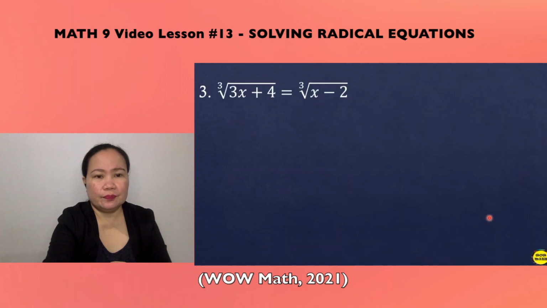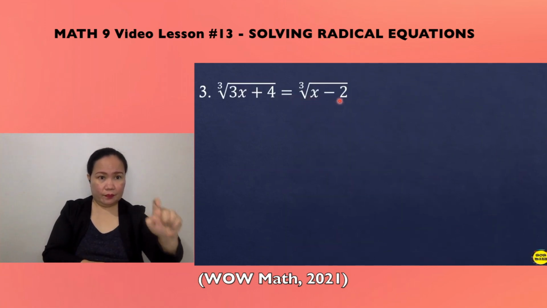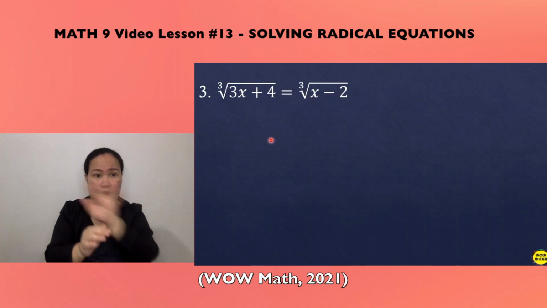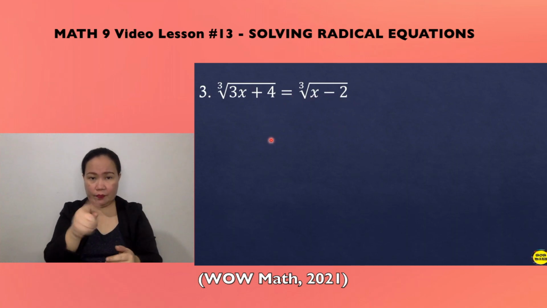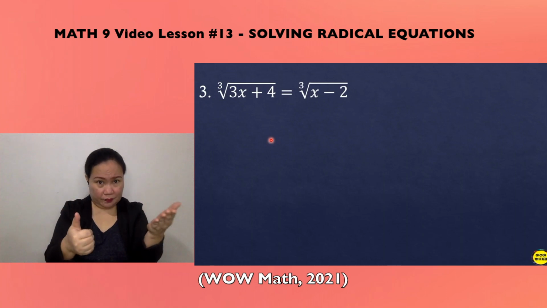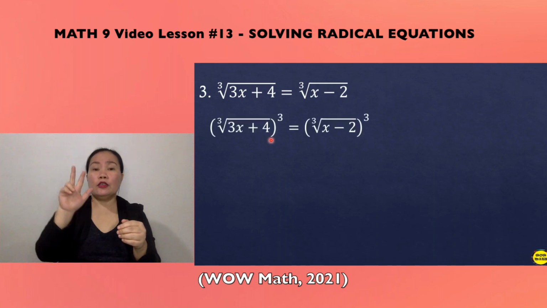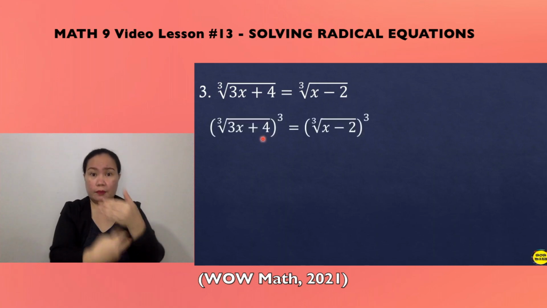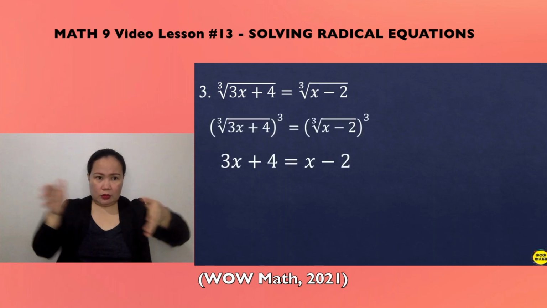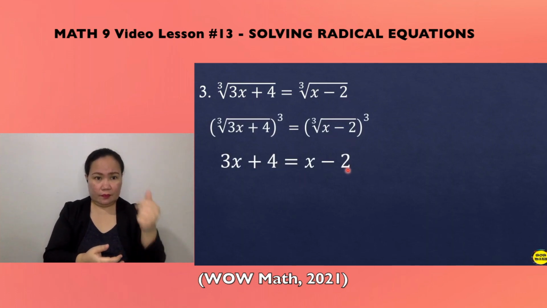Another, cube root of 3x plus 4 is equal to cube root of x minus 2. So, naka-isolate naman na yung given natin. So, therefore, ang gagawin na lang natin, i-cube natin both sides. So, sa left side, magiging 3x plus 4. And then sa right side, magiging x minus 2.